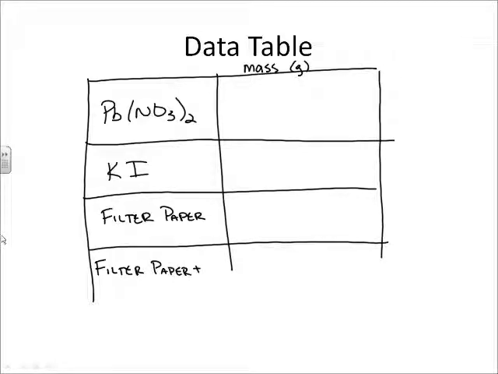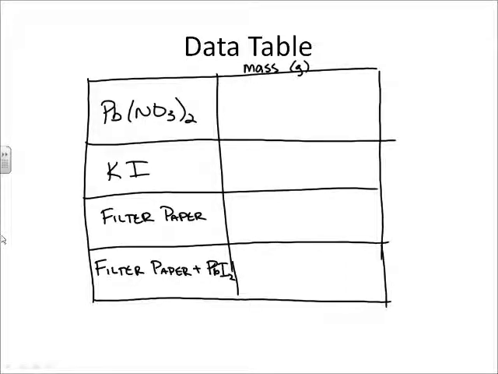Plus your solid product. So I'm going to just say that's the potassium, or not potassium, but lead 2 iodide. So this is the data that you're going to have to collect in the lab. The first two you collect right away as you actually go and do the reaction.